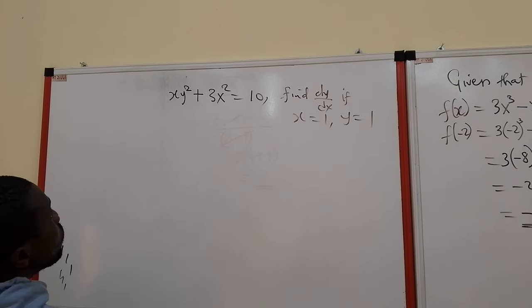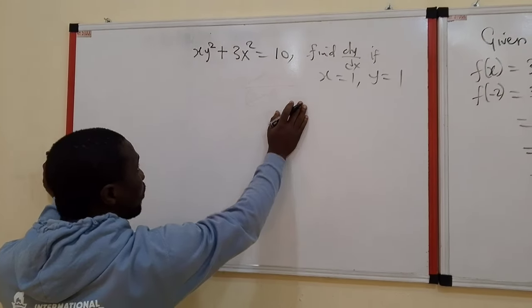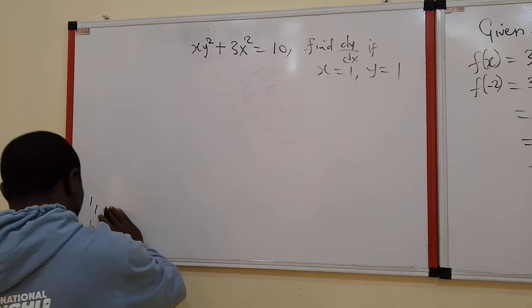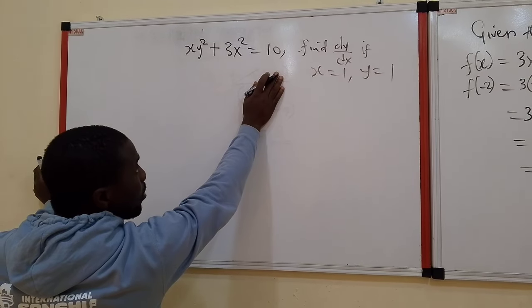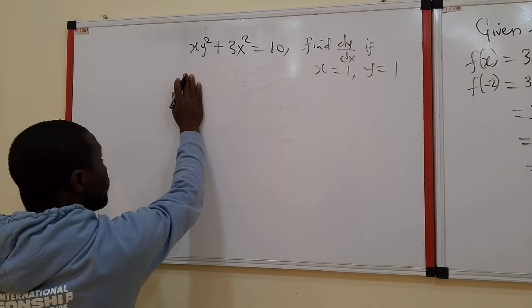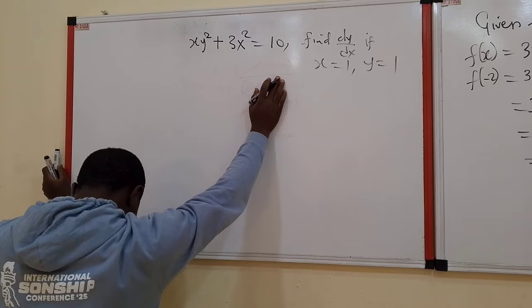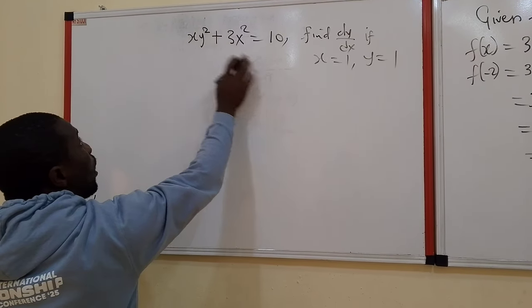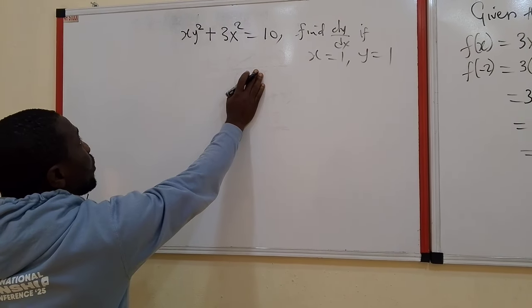Okay, this is what we are going to do. Of course, we learned differentiation, but we are going to differentiate this implicit function. How do we go about this? Very simple. Okay, this is what we are going to do.